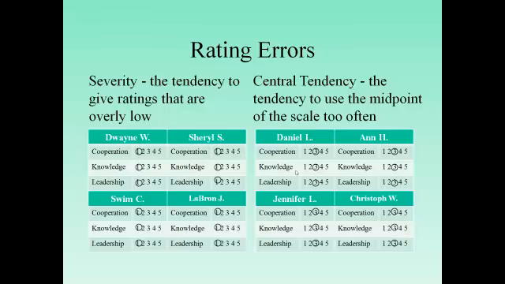Now, sometimes people have a tendency to overuse the midpoint of the scale. That's central tendency error. So here, Daniel L, Ann H, Jennifer L, Christoph W all received 3s on all dimensions. So there's not a differentiation between people. There's not a differentiation between dimensions. Obviously not an accurate rating.